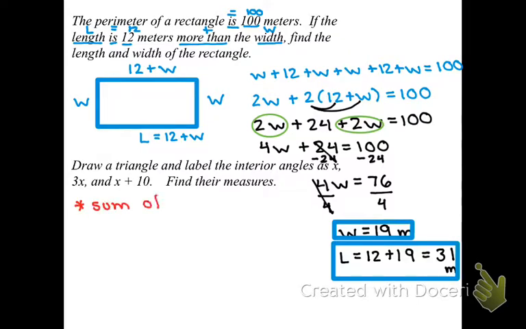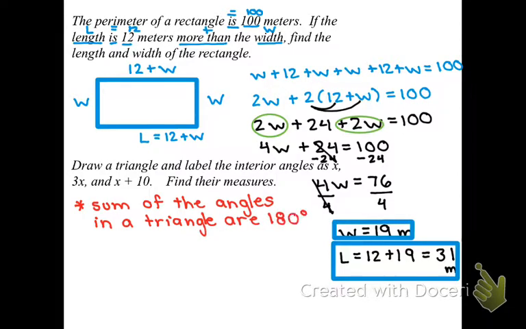Sum of the angles in a triangle, there we go, are 180 degrees. So if we think about what we have going on here, it tells us to draw a triangle. We have x, 3x, and x plus 10. It does not matter which angle you label as what, but make sure one of them is x, one of them is 3x, and one of them is x plus 10.